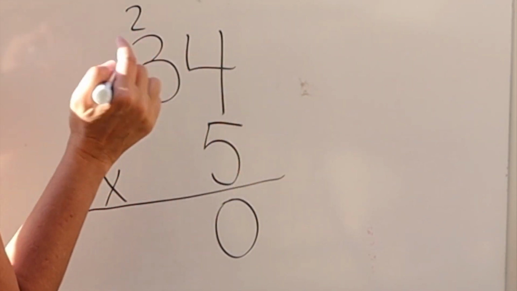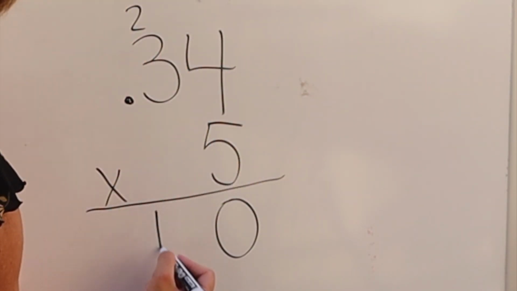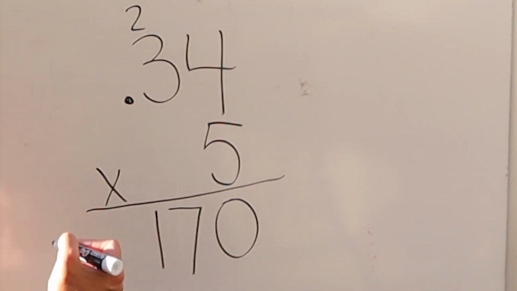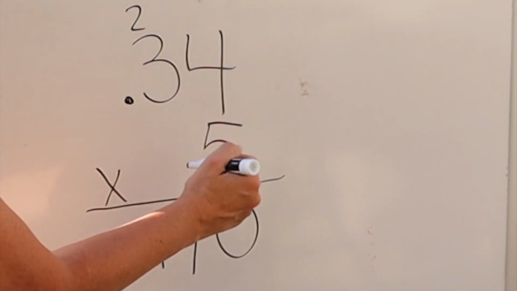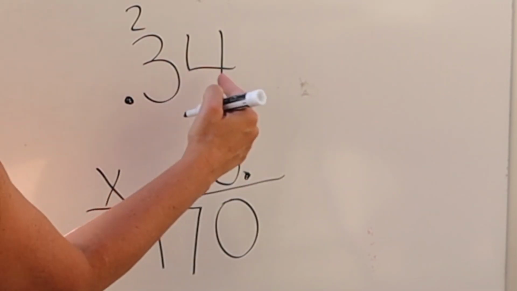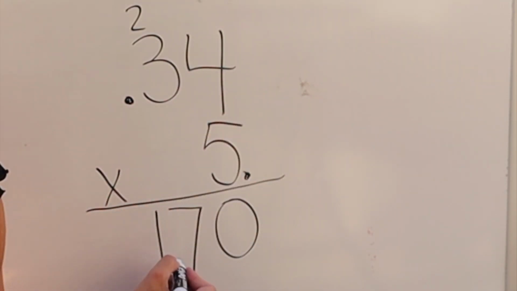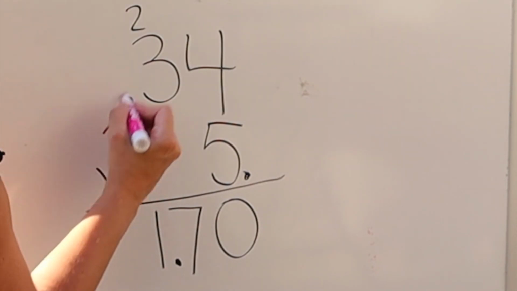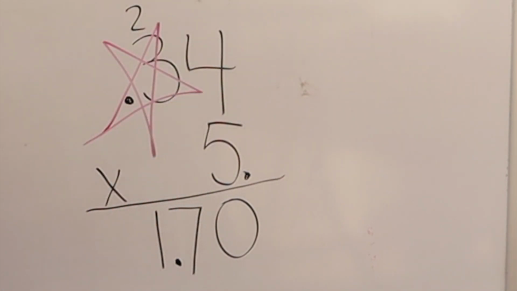Plus 2 is 17. How many numbers are after the decimal point in the problem? 2. So your product needs to have 2 digits after the decimal point as well. 34 hundredths times 5, that's 170 hundredths. How about that? Yes! Give yourself a star if you got that one.